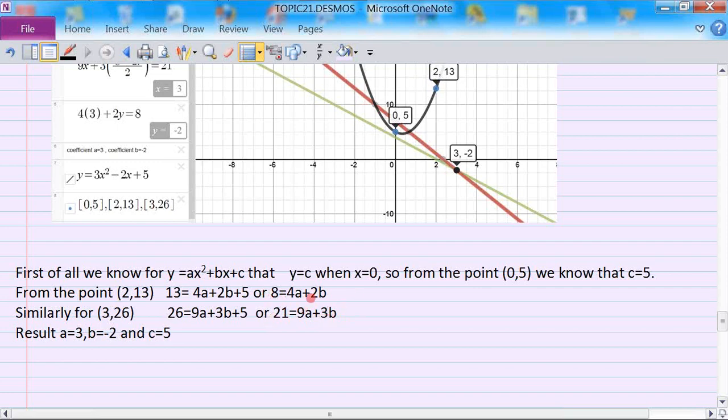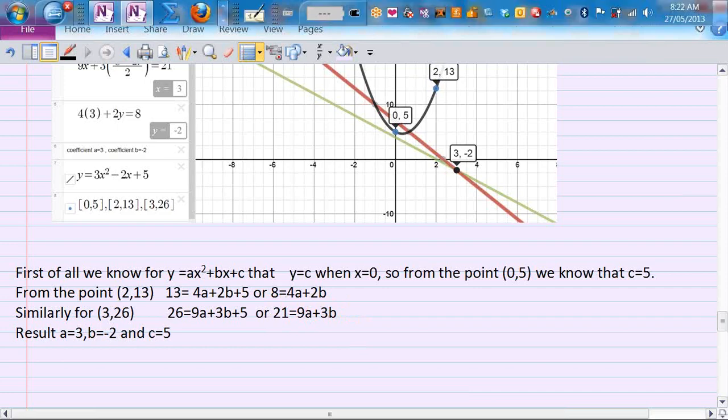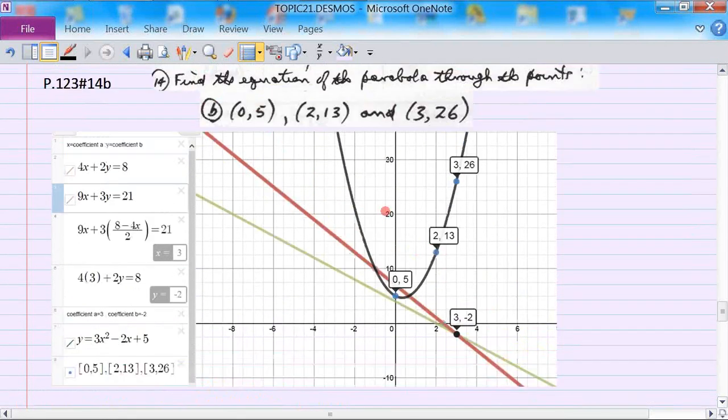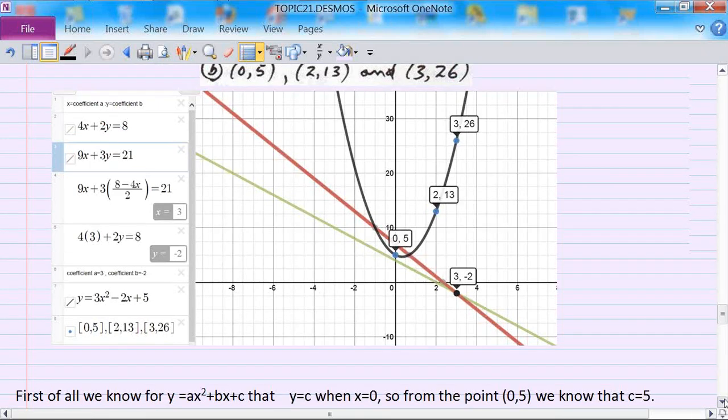So we now have two equations and two unknowns. So what we can do now here, in Desmos, is replace the coefficient a with x and the coefficient b with y, because we'll only be able to get equations if these are in terms of x and y instead of a and b.